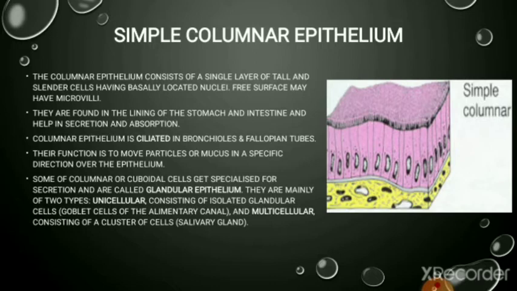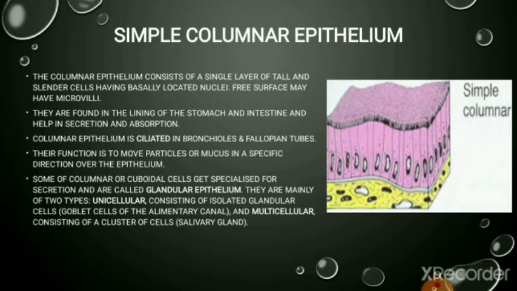But they may be modified according to the organ and the function performed by that organ in the body. So we are talking about the simple columnar epithelial tissue. Their function is to move particles or mucus in a specific direction over the epithelium. Then some of the columnar or cuboidal cells get specialized for secretion and are called glandular epithelial tissue. Some cells are modified as a gland, which helps in the secretion of substances like hormones or enzymes. Therefore, they are called the glandular epithelial tissues.